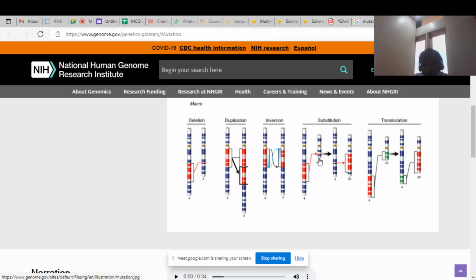Similarly, if you see, this is substitution. This is one chromosome, and this is another chromosome, which is different. So here, this part from this chromosome is moved there. Okay, so it is deleted. If you consider this as chromosome A and this as chromosome B, this red part from A got deleted and it is moved to chromosome B. So that is called a substitution.